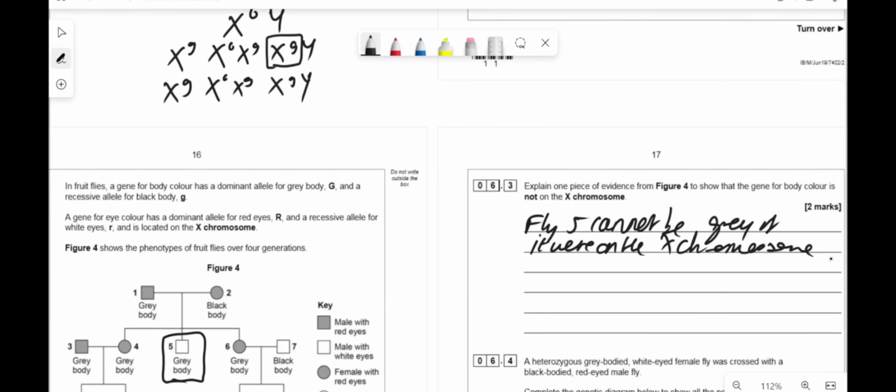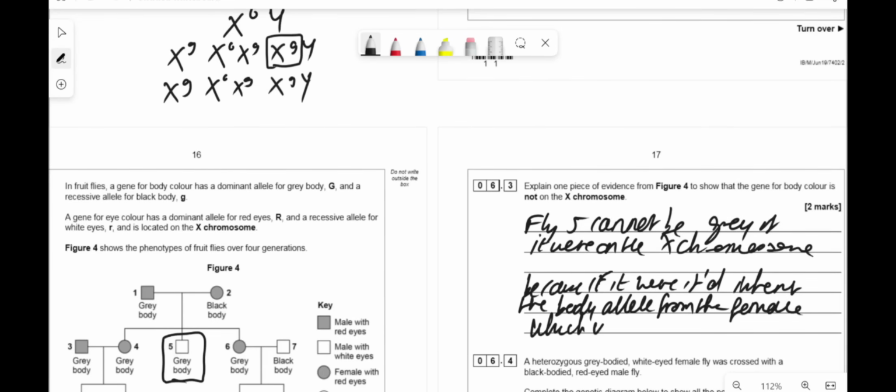Now we need to talk about why, because if it were, it would inherit the body color allele from the female, which would be black. So a heterozygous gray-bodied white-eyed female fly was crossed with a black-bodied red-eyed male fly. Complete the genetic diagram below to show all the possible genotypes and the ratio of phenotypes expected in the offspring from this cross. Question reading complete.